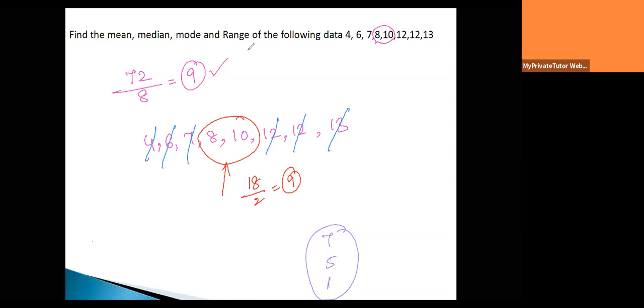On the range, I think everyone said correctly, which is the bigger number minus the smaller one, which is 9 again. And the most repeated one is 12. Yes, you're right. Good.